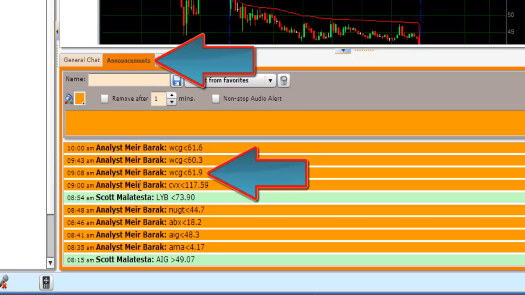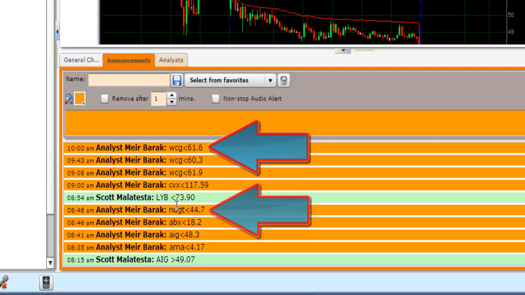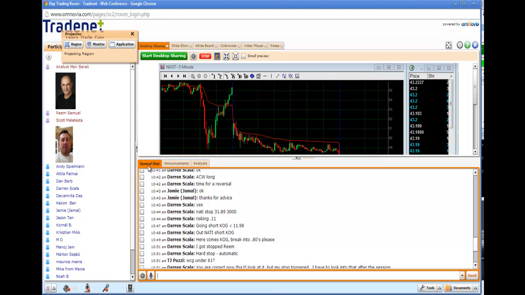It pops up on your screens right over here, and there goes WCG for short under 61.90, for example, and plenty of other trades. We shorted WCG 3 times. You can see under 60.30 and 61.60, and they were all great trades. And here's NUGT that I mentioned earlier. So the room is a very important tool for me. It lets me know all the different analysts' and traders' picks, and from there I'm choosing some of my picks as well. For example, as I mentioned, WCG.